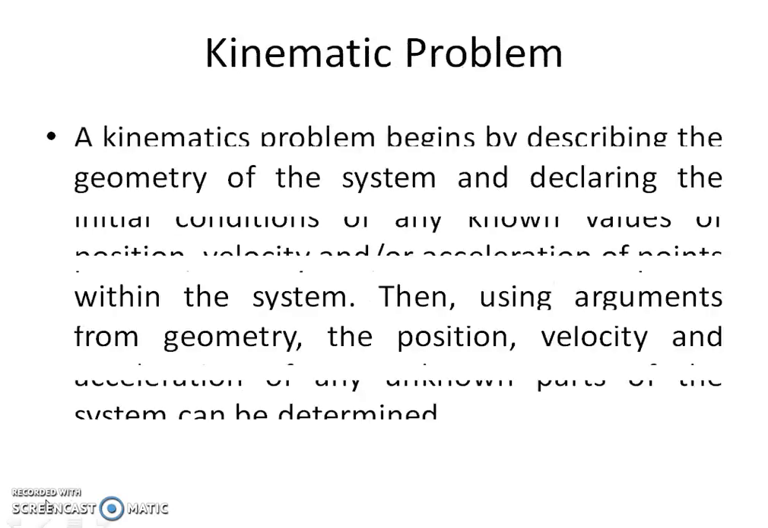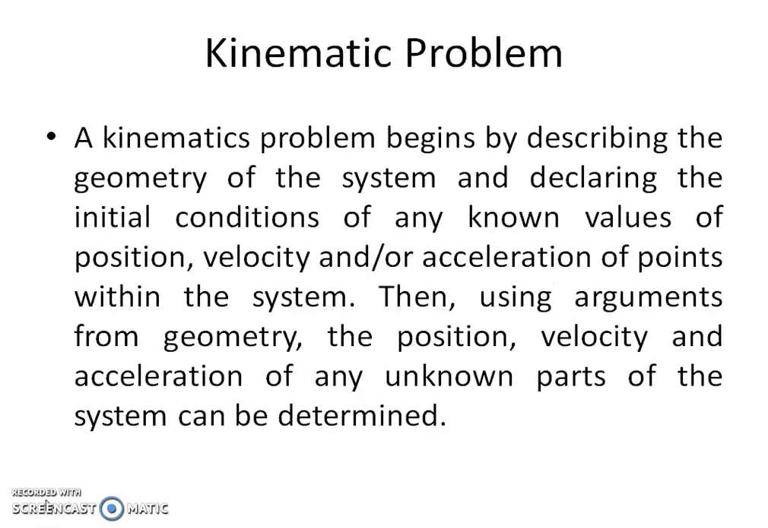What exactly does a kinematic problem look like? A kinematic problem begins with describing the geometry of the system and declaring initial conditions such as position, velocity, and acceleration of points within the system. Using these arguments, that is the initial conditions, position, velocity, and acceleration, the geometry, position, velocity, and acceleration of unknown parts of the system can be determined.